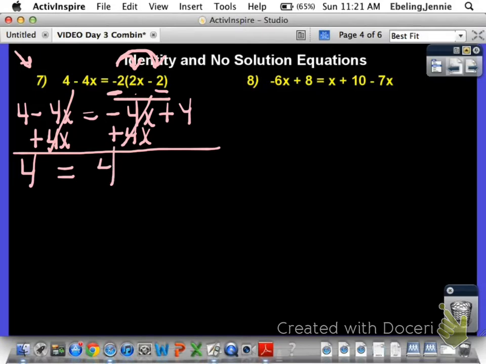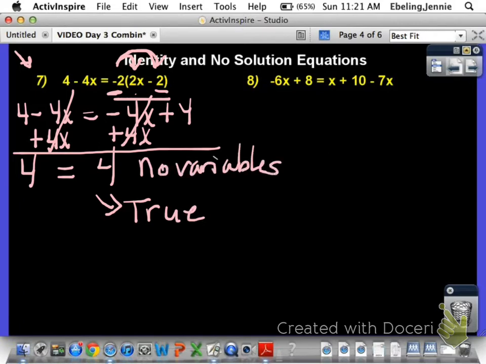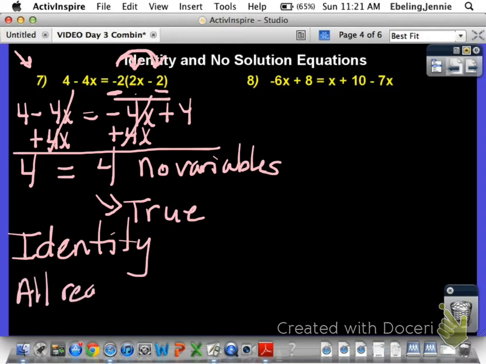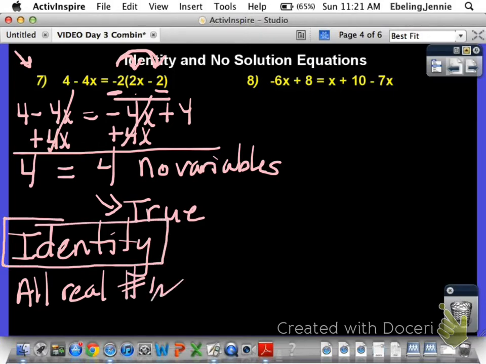But I do have a statement right here, and this statement right here is true. 4 is equal to 4. So there are no variables. They canceled out. I am left with a true statement. This is an identity equation. That means that the equations were identical. The expressions on the left-hand side and the right-hand side of the equal sign were identical. All real numbers work for this equation. Okay, this was an identity. Your variables canceled out and you got a true statement.